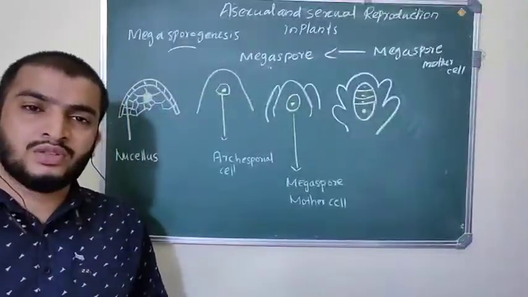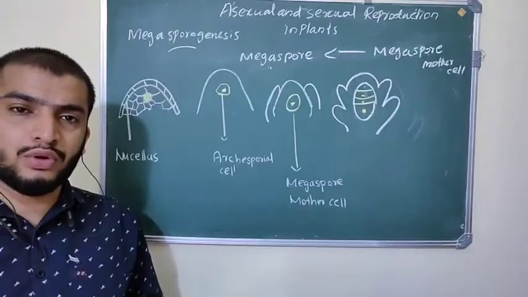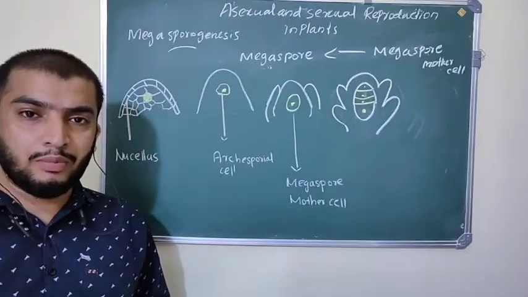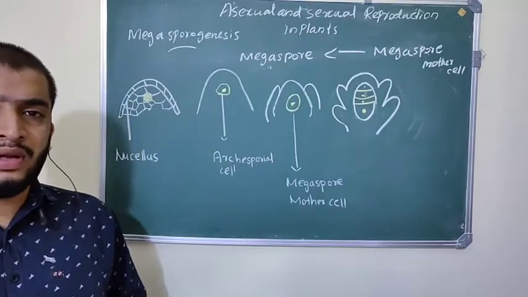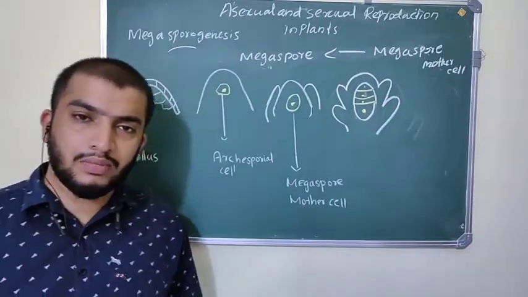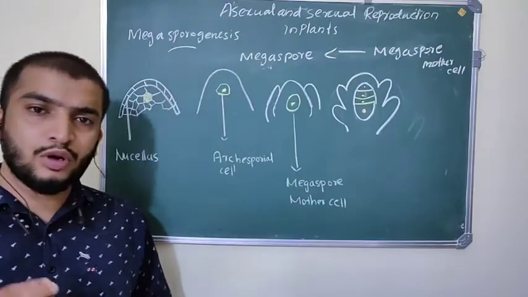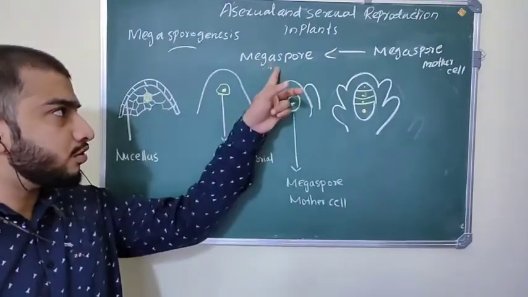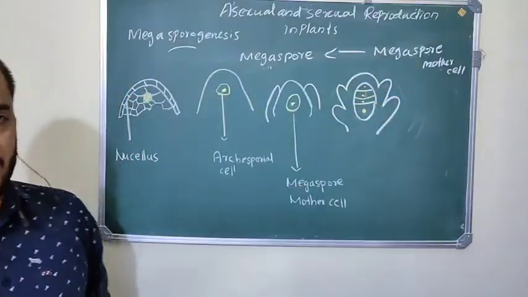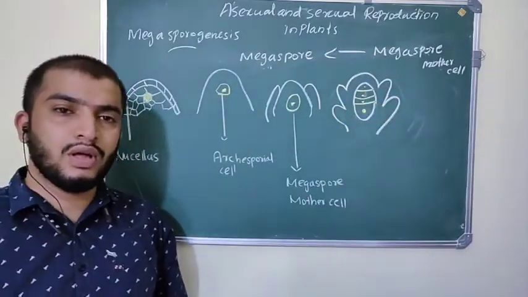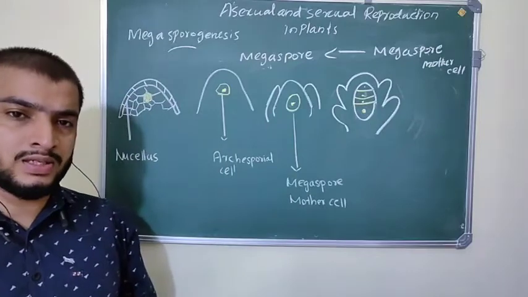In the last class we already covered the structure of the ovule and the important functions of each part of the ovule. Today we are going to discuss megasporogenesis. Megasporogenesis means the formation of megaspores from the megaspore mother cell.